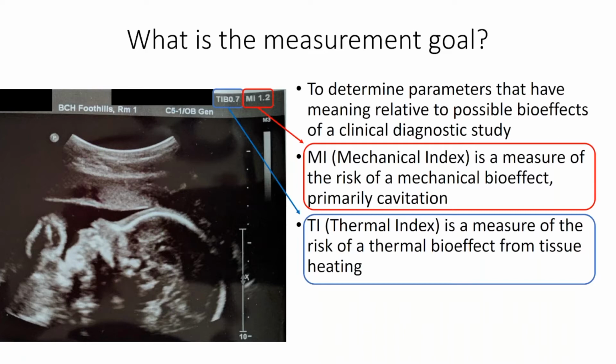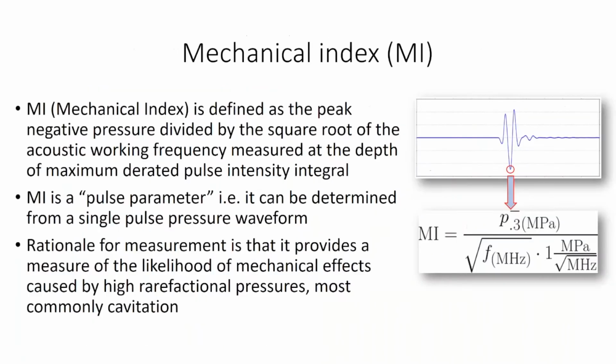To determine parameters that have meaning relative to possible bioeffects of a clinical study is really the primary function of these measurements. The mechanical index is a measure of the risk of a mechanical bioeffect. A primary concern is cavitation. Thermal index is a measure of the risk of thermal bioeffects from tissue heating.